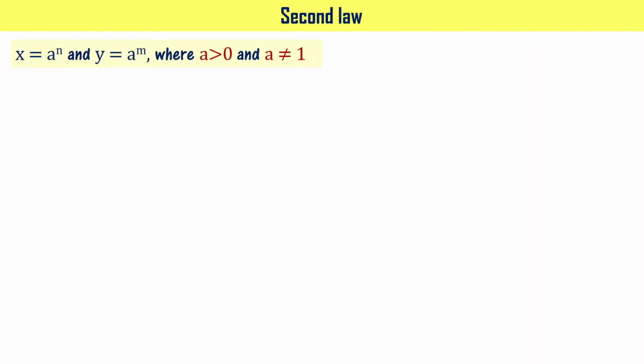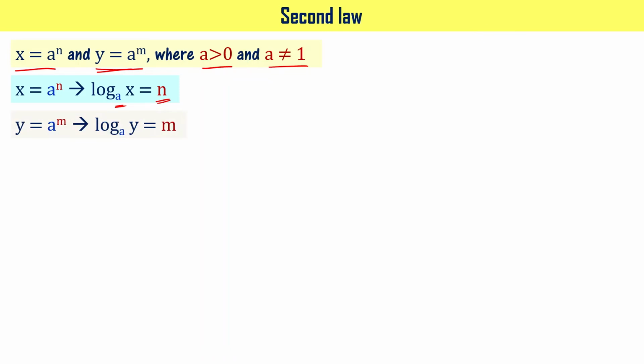Here also I am assuming that x equal to a power n and y equal to a power m, where a is greater than 0 and a is not equal to 1. As we have seen earlier, let me write this in the form of logarithm. That is going to be log of x to the base a equal to n. Y equal to a power m can be now written as log of y to the base a equal to m, right?